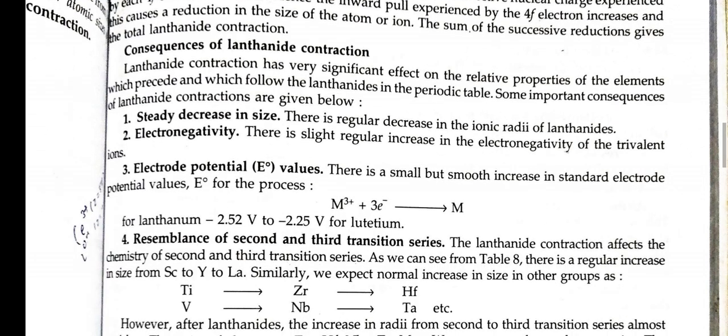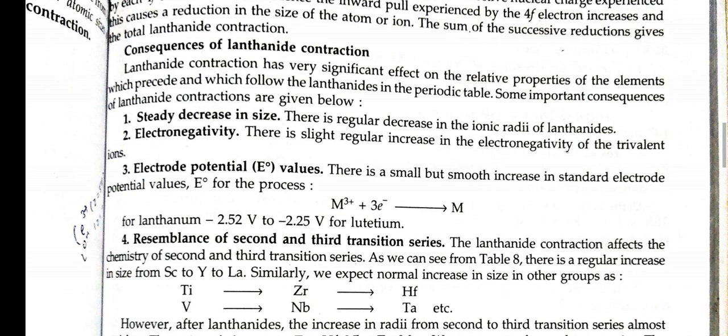Third is electrode potential value, denoted by E naught. There is a small but smooth increase in standard electrode potential value, E naught, for the process, from minus 2.52 V for lanthanum to minus 2.5 V for lutetium. Fourth is resemblance of second and third transition series. The lanthanide contraction affects the chemistry of the second and third transition series.